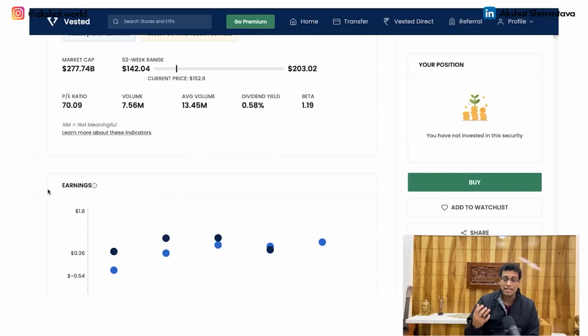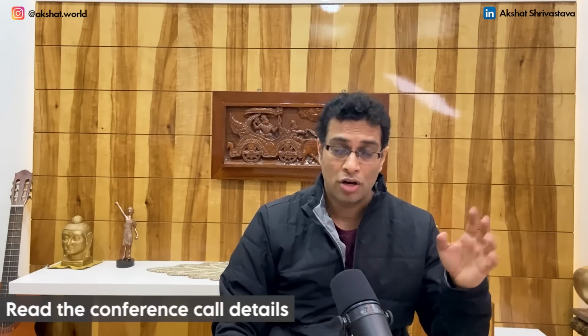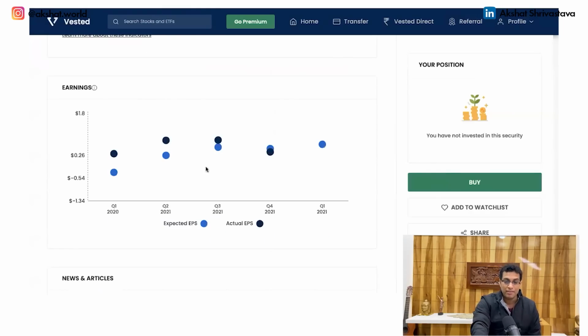Furthermore, in order to understand the current trends of the company, you must always read the earnings report. So in the US, you should definitely read the earnings report. In India, the data is not that clear, so you should read conference call details. But in the US, earnings reports are very good and they have summarized it very well here on Vested. For example, this was the expected earning potential of the company, expected EPS, and the company diverged from here. Similarly, you can take a look at how the expected EPS and actual EPS was.